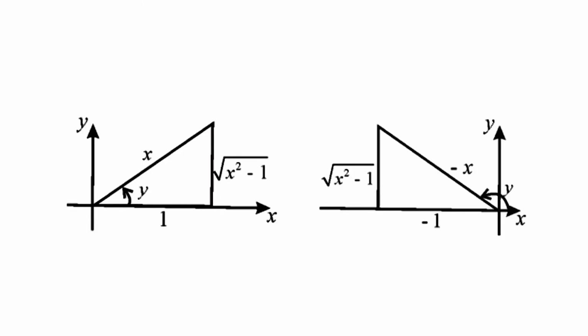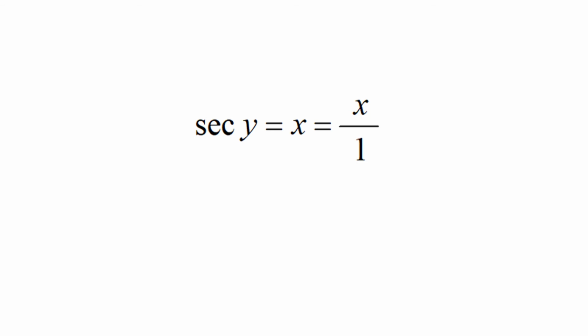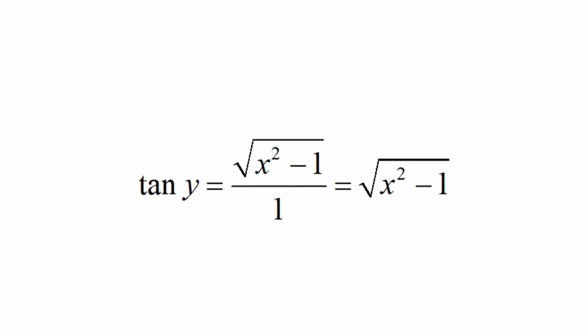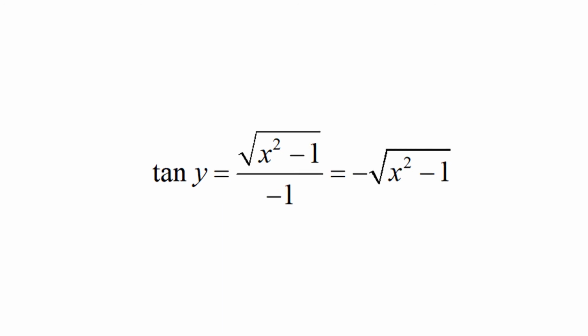Now, we refer to the two triangles in the given figure. One in the first quadrant with sec y equal to x by 1, and another one in the second quadrant with sec y equal to x by minus 1. In both quadrants, sec y equals x. In the first quadrant, tan y equals square root of x square minus 1 by 1, equal to square root of x square minus 1. In the second quadrant, tan y equals square root of x square minus 1 by minus 1, same as minus of square root of x square minus 1.